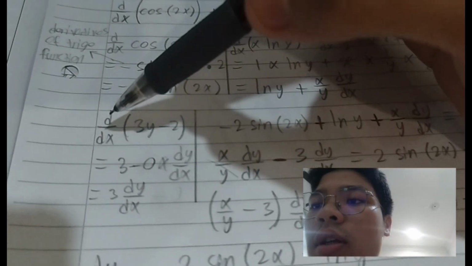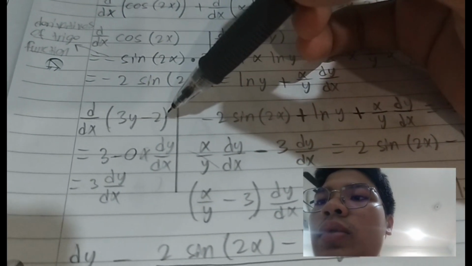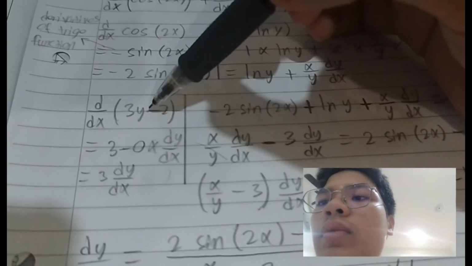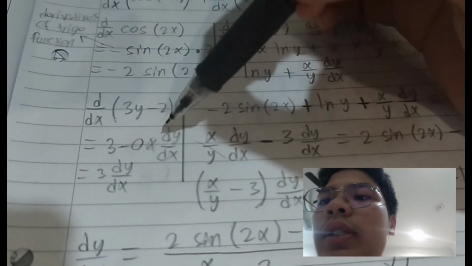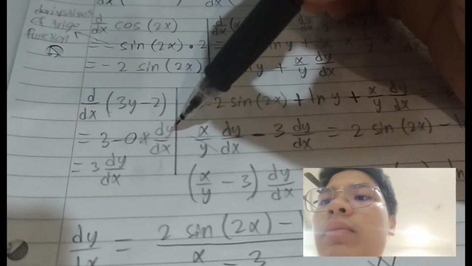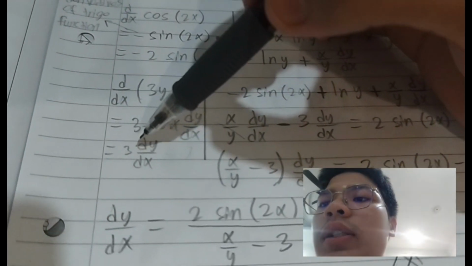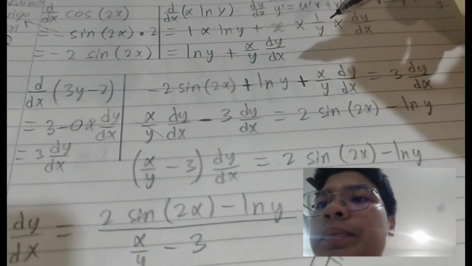So d over dx of 3y minus 2, the 2 is going to be 0 and y will be 1, so 3 minus 0, and we multiply it by dy over dx. So the final is 3 dy over dx.